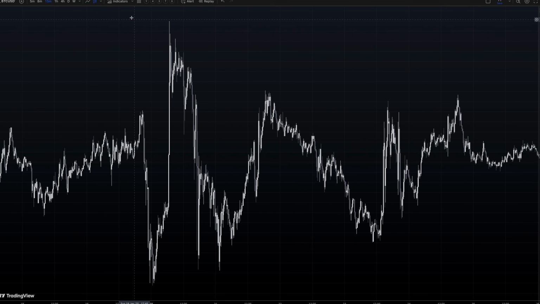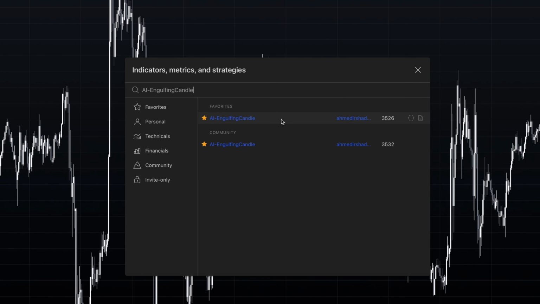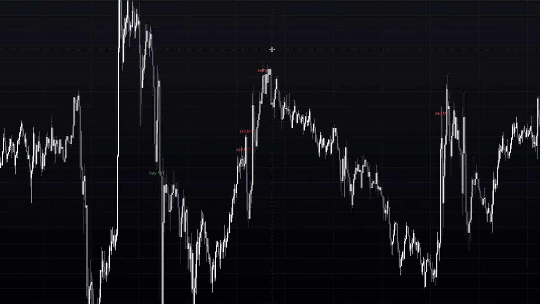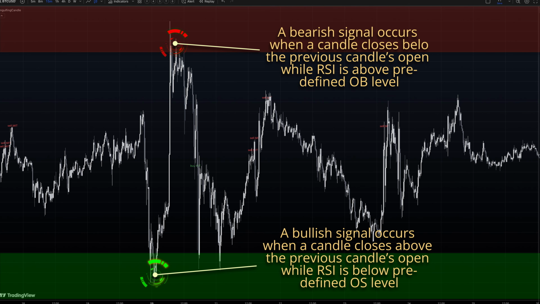Our first indicator combines the engulfing candle pattern with the relative strength index, RSI, to generate trading signals based on price action and momentum conditions. It identifies bullish signals when a candle closes above the previous candle's open while RSI is in oversold territory below 30 level, or has been in that range within the last 3 periods. Conversely, it signals bearish conditions when a candle closes below the previous candle's open, while RSI is overbought, above 70 level, or was there in the past 3 periods.